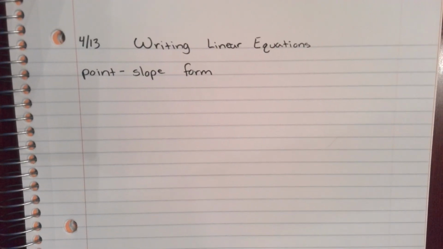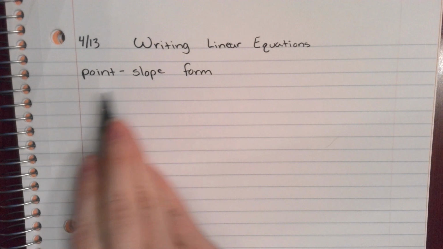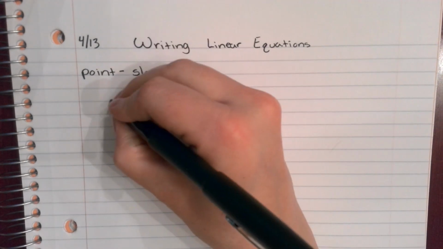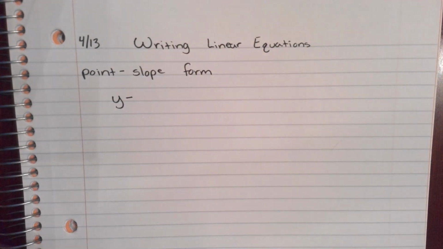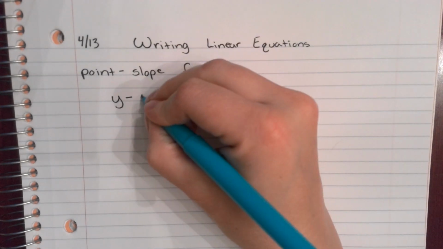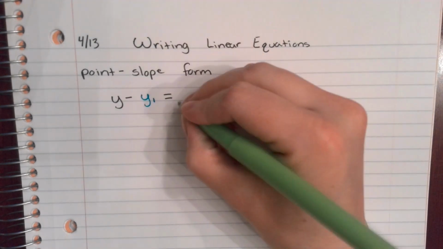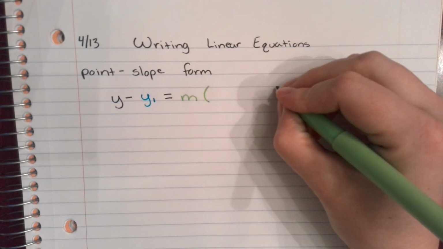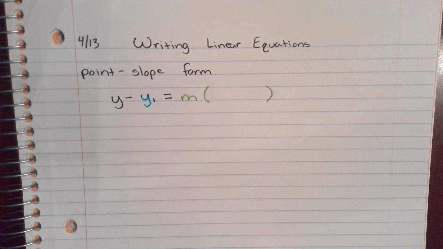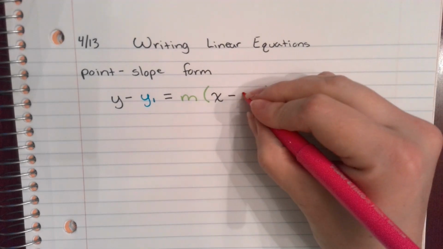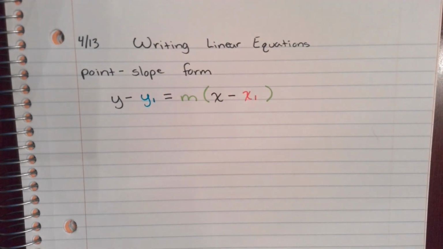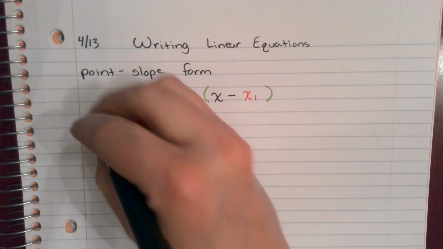equation from there. So the format for point-slope form is going to be y minus y1, where y1 represents the y coordinate for the point, and that's going to be equal to m times the quantity of x minus x1, where x1 represents the x coordinate of your point. So we'll write that down too.